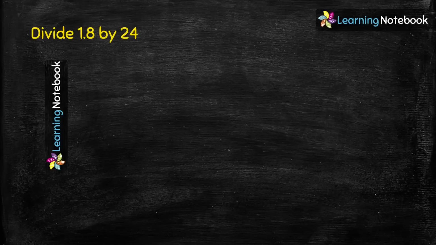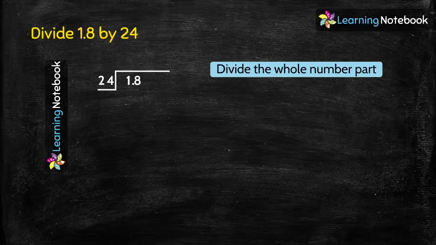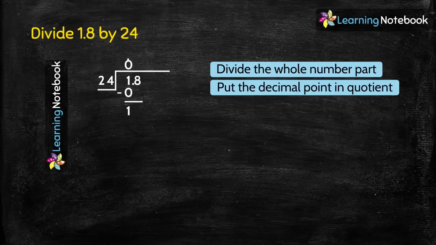Next question is divide 1.8 by 24. So first we will divide the whole number part, which is 1. But 1 is smaller than 24. So we will do 24 into 0 equals 0, and 1 minus 0 equals 1. Now division of whole number part is complete. So put the decimal point in the quotient. Now let's continue with the division.